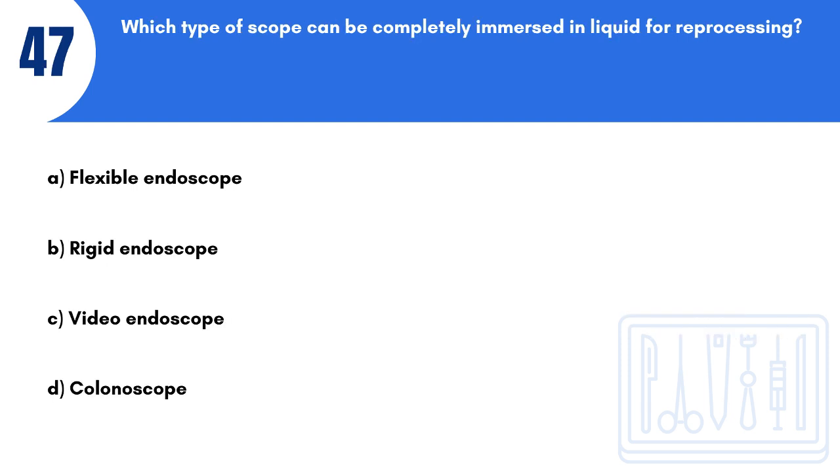Question 47. Which type of scope can be completely immersed in liquid for reprocessing? A. Flexible endoscope. B. Rigid endoscope. C. Video endoscope. D. Colonoscope.